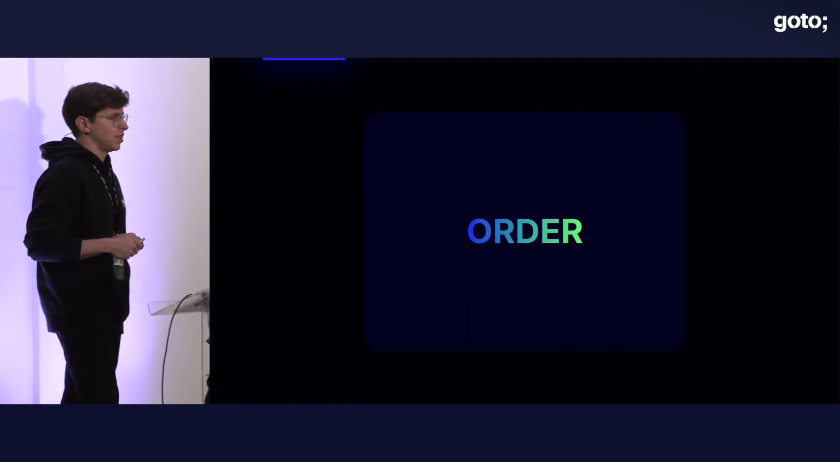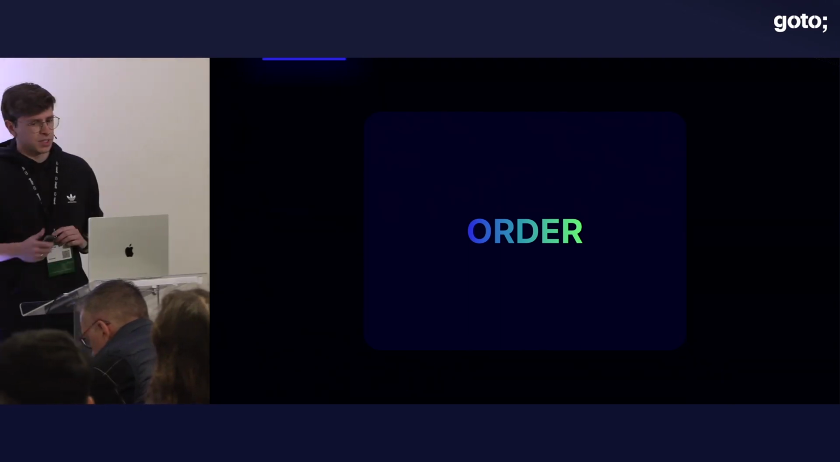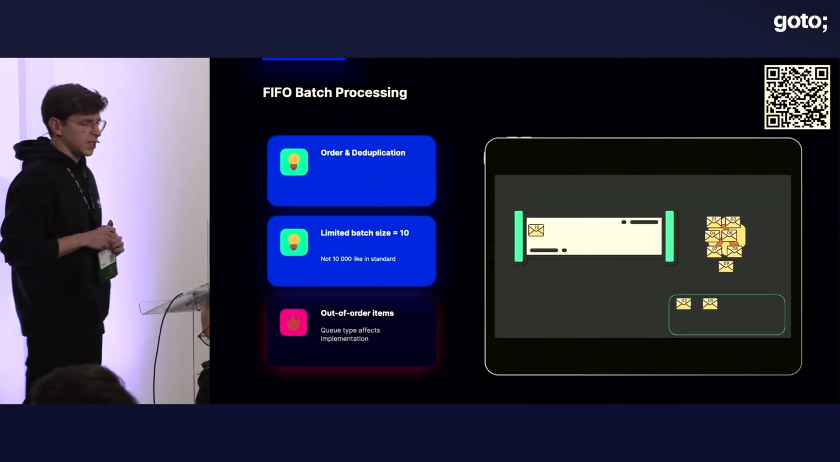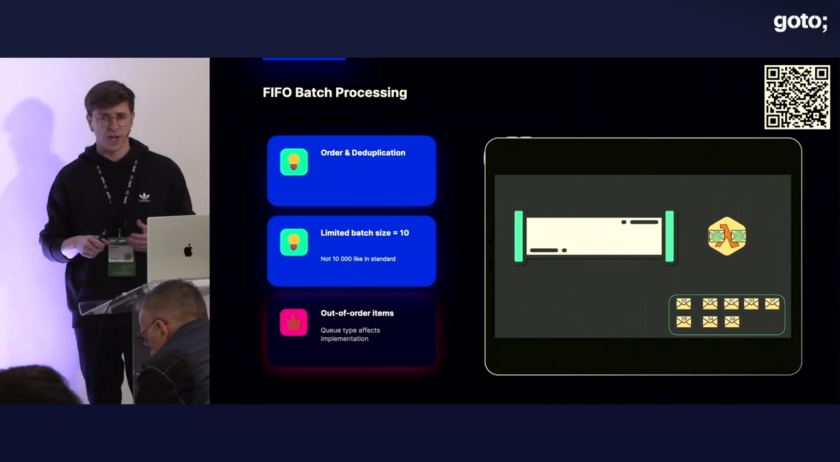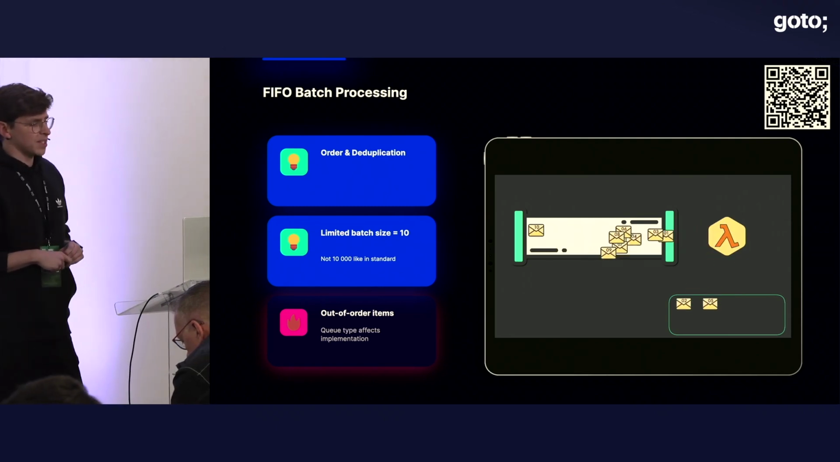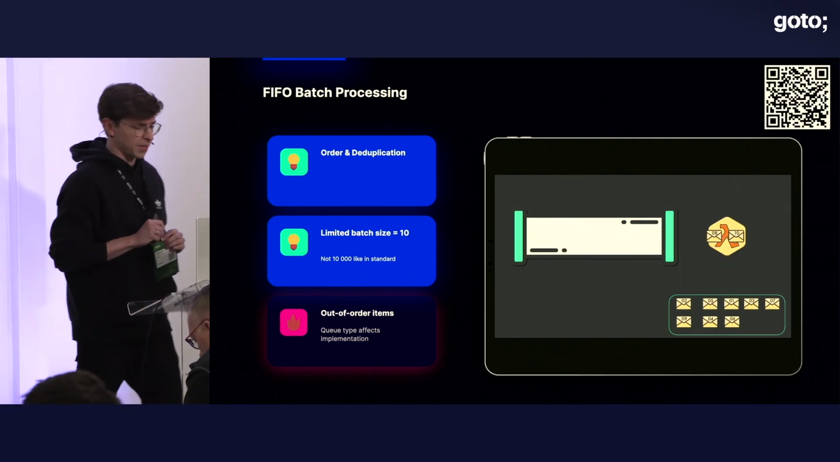I mentioned before that our processing has to be idempotent. But idempotency is not everything. Sometimes it's also about the order. So let's take a look at the scenario of processing with FIFO. It gives us order and deduplication. But it also gives us a limited batch size of 10, so our throughput is hit by that.